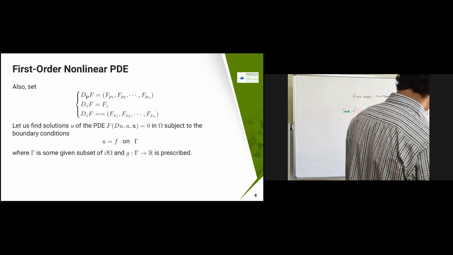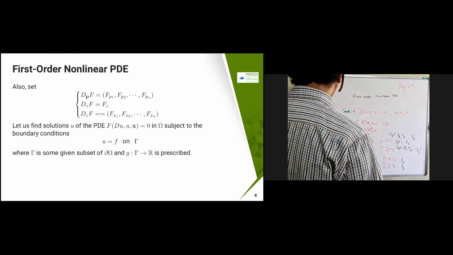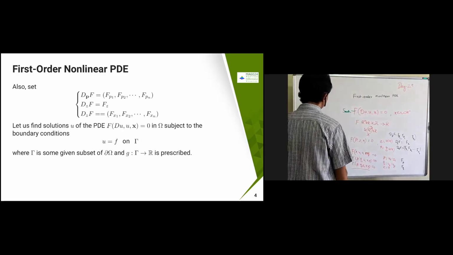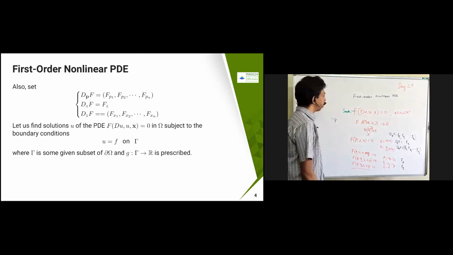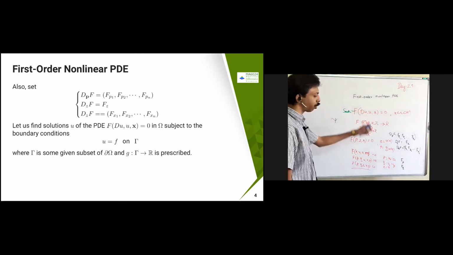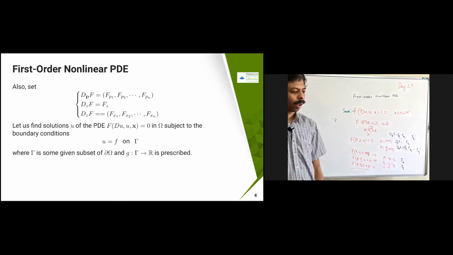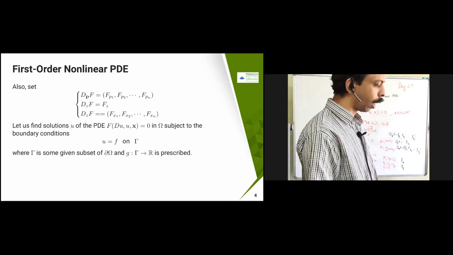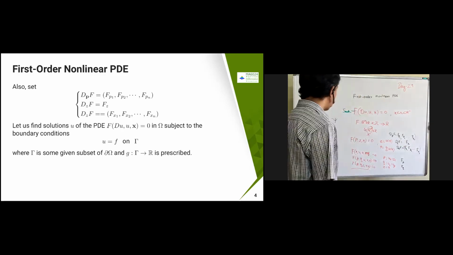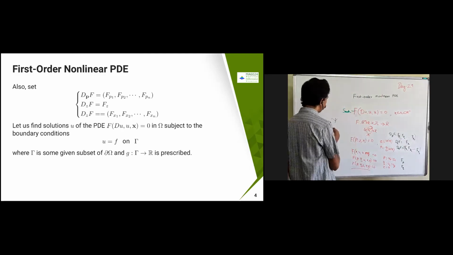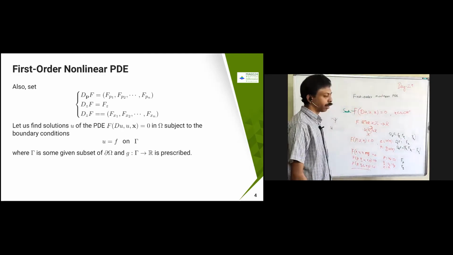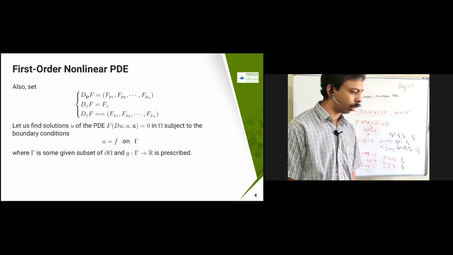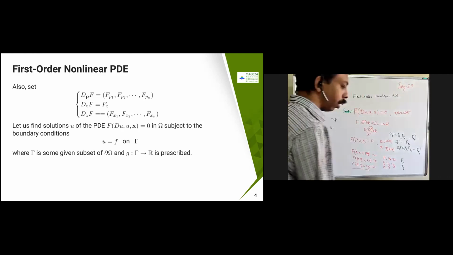Now, what is our interest is that we need to find a function, for example, let's say some u, such that this equation is going to be satisfied. That's our aim. So I have to find the solution u, I have to find some u in such a way that this equation is going to be satisfied.